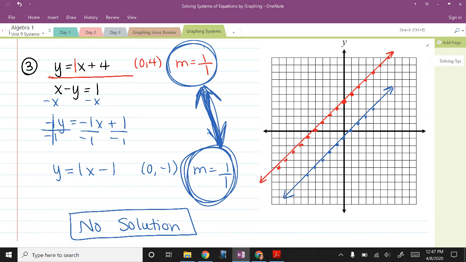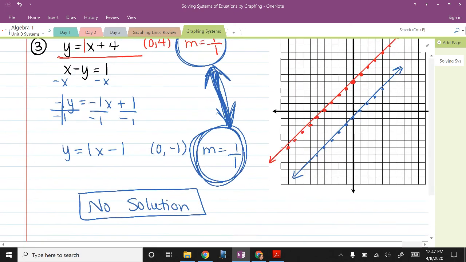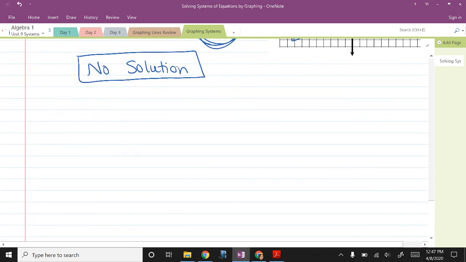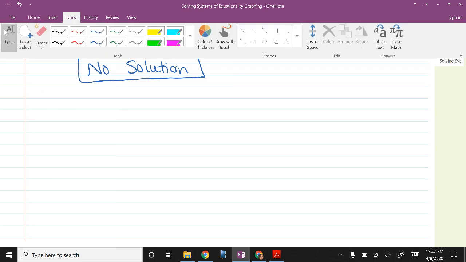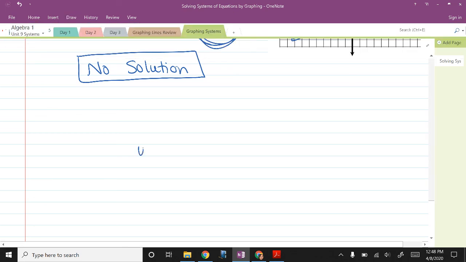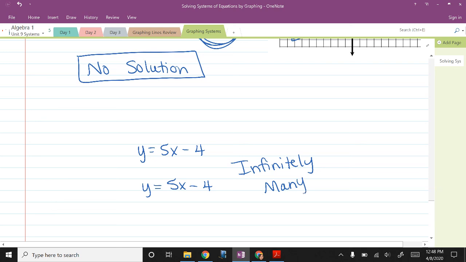Something that could happen is you could end up with the same line after you put them in slope-intercept form. So, for example, if you put one in slope-intercept form, and then you put the other one in slope-intercept form, and you got the exact same line, which is the same slope and the same y-intercept, then you would say there are infinitely many solutions. Because when you graph those two lines, they'll be the same line on top of each other.